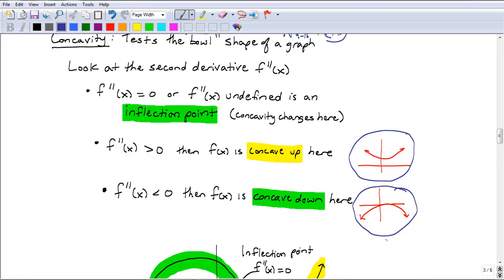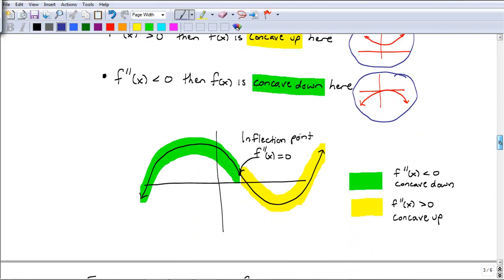Critical points are where the first derivative is 0 or undefined. Inflection points are where the second derivative is 0 or undefined. First derivative positive, increasing; negative, decreasing. Second derivative positive, concave up; negative, concave down. And here's a picture of a graph where you can see these kind of in action.